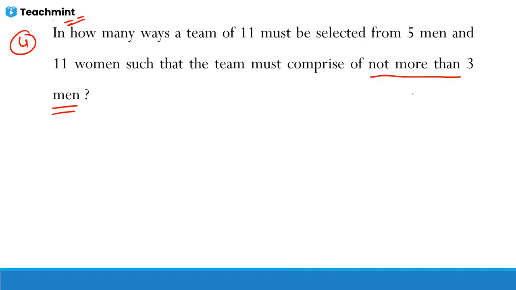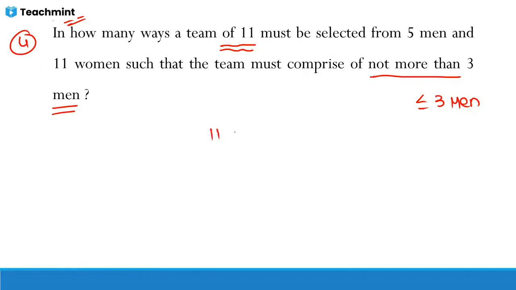Not more than 3 means up to 3 is allowed. Maximum 3 men are allowed. How many do you want? An 11-member team. See, this calculation will take time. In the TCS exam, the pattern is 30 questions in 80 minutes. There they have more than 2 minutes to solve this question. 30 questions in around 80 minutes means each question can take 2.5 minutes. Here the calculation will take time, agreed.